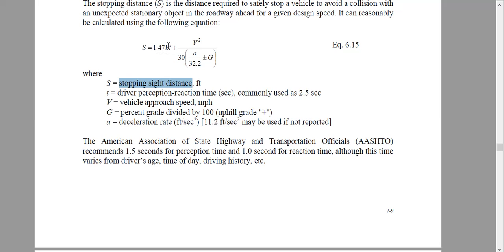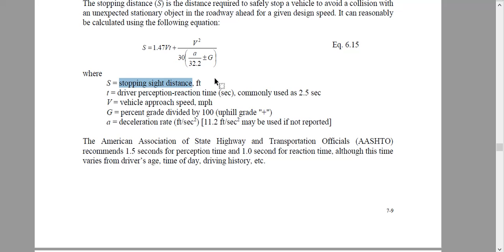What is this? 1.47 V T. V is speed in miles per hour. T is perception reaction time. I wrote here driver perception reaction time. Commonly we use 2.5 seconds. It depends on people to people, age to age. Typically it varies from 1.37 seconds to 7.8 seconds, depending on people. So it's not the average, it's the most likely value, 2.5 seconds.